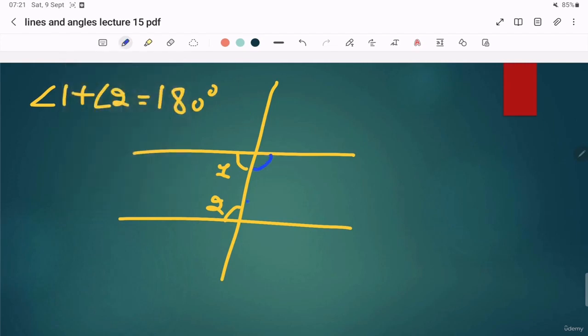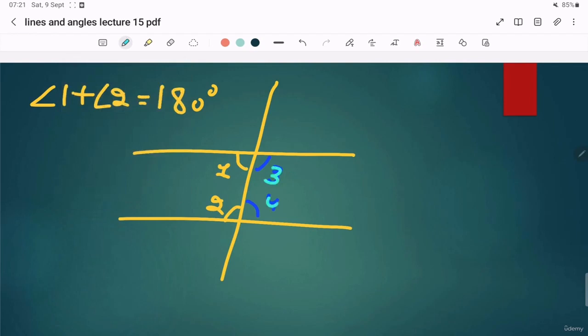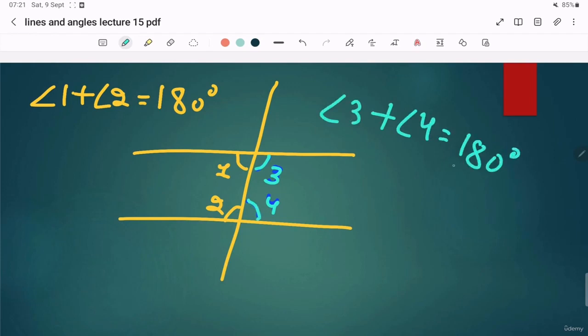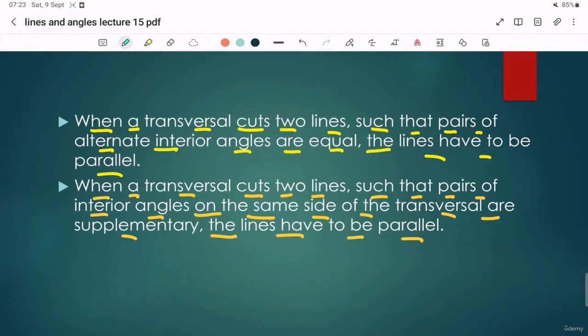and the sum of these two angles, let this be angle 3 and this be angle 4, and the sum of angle 3 and 4 is 180 degrees, therefore these lines have to be parallel. So in this way, we can find out whether two lines are parallel or not. So in this video, we have seen some points related to parallel lines.